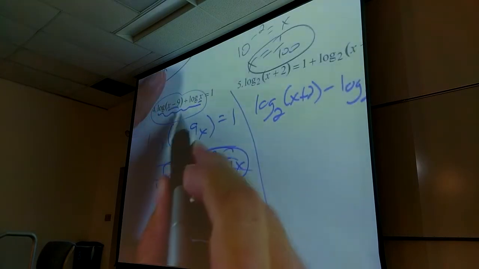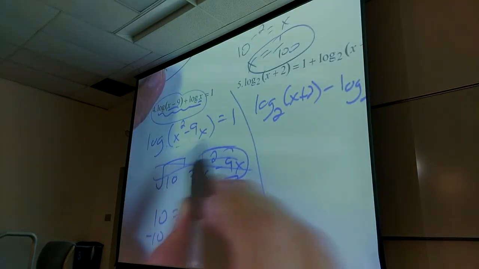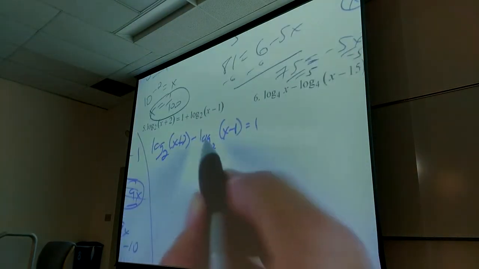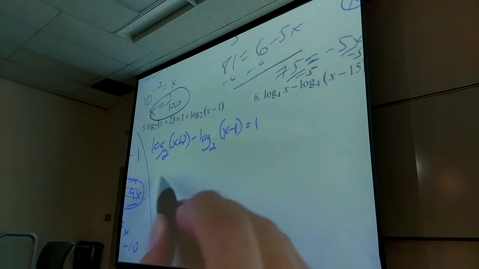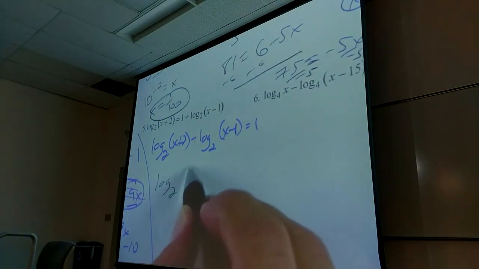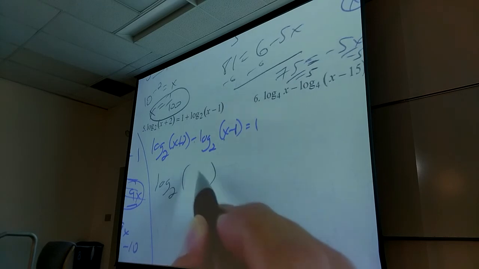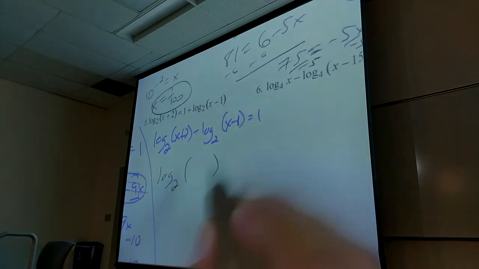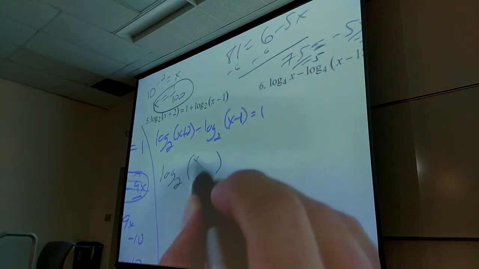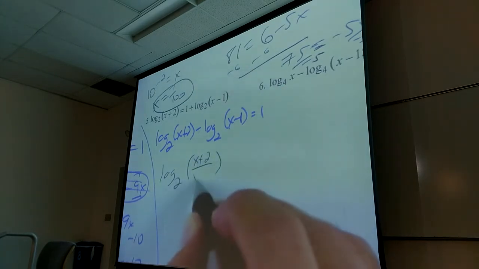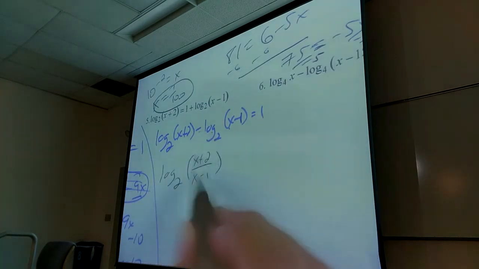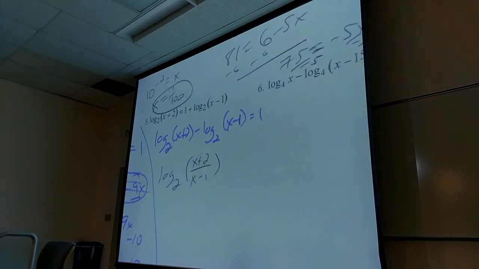So here we use the property. When I add logs, it's the log of the product. Here I'm subtracting logs, so that's the log of the quotient, or division. I'm subtracting power, so I must have been dividing. The property is way too easy to remember.